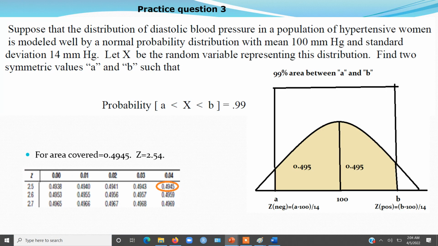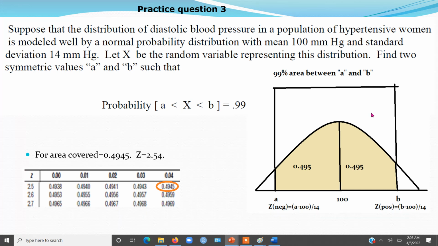Now we have the last practice question for this lecture. Let's say that the distribution of systolic blood pressure in a population of hypertensive women is modeled well by a normal probability distribution with average blood pressure of 100 mm and standard deviation of 14 mm. So let x be the random variable representing this distribution. We need to find two symmetric values a and b such that the area between them is equal to 0.99.